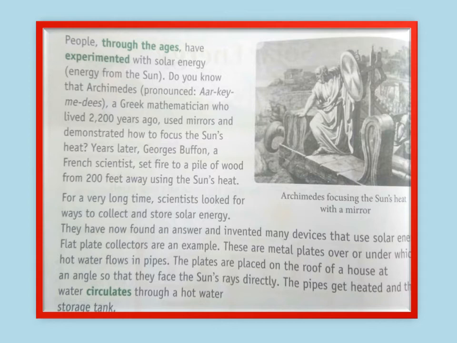The plates are placed on the roof of a house at an angle so that they face the sun's rays directly. Mainly, solar panels are kept in sloped areas where more sunlight is available. The pipes get heated and the water circulates through a hot water storage tank. In the textbook, you can see that the pipes get heated because of the solar energy. Circulates means the water moves around continuously inside a system, through a hot water storage tank.